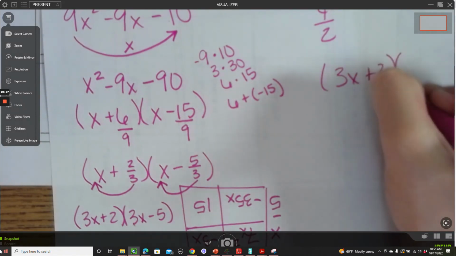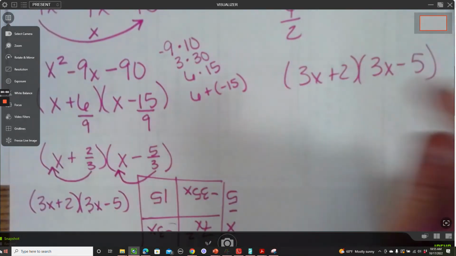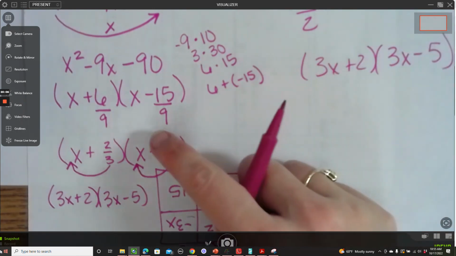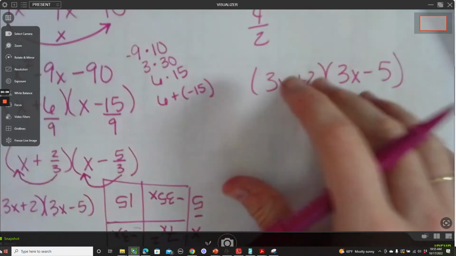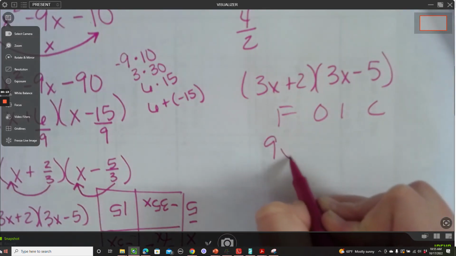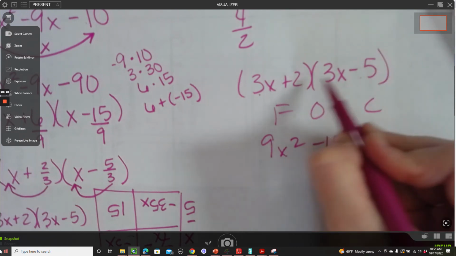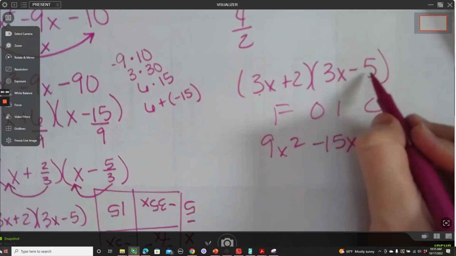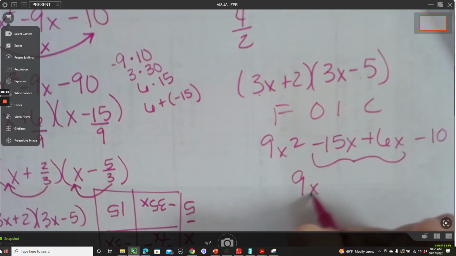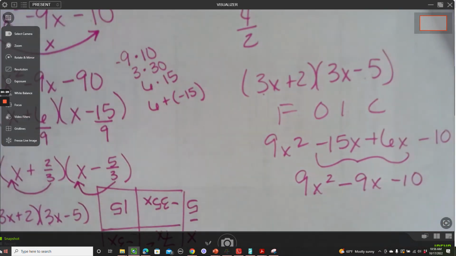I do always tell kids to check your work when you do slip and slide because there's a lot of steps. If you FOIL this, 3x times 3x is 9x squared. Outside, 3x times negative 5 is negative 15x. 2 times 3x is 6x. Last, 2 times negative 5 is a negative 10. Combine like terms, negative 9x. And always make sure that you can work back if you do slip and slide.